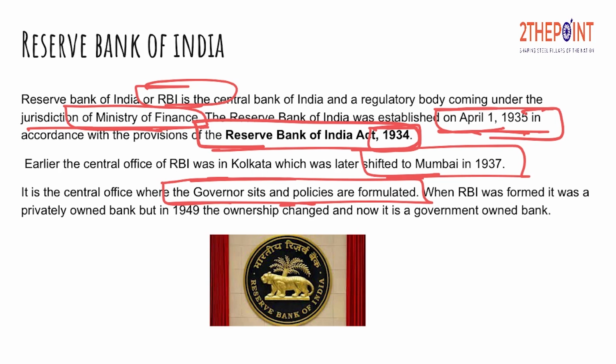When RBI was formed, it was a privately owned bank, but in 1949 the ownership changed and now it is a government owned bank. What happened was, when RBI was formed, the shares of RBI were held by some group of people and it was privately owned, and the government didn't have any role in it. But in 1949 all the shares were purchased by the government of India and it turned into a government owned bank.